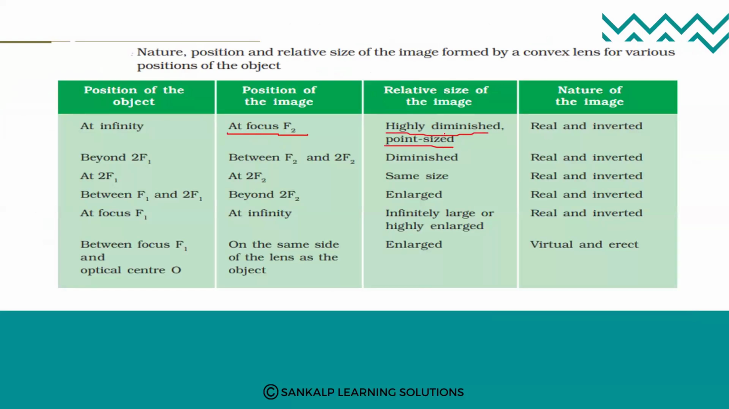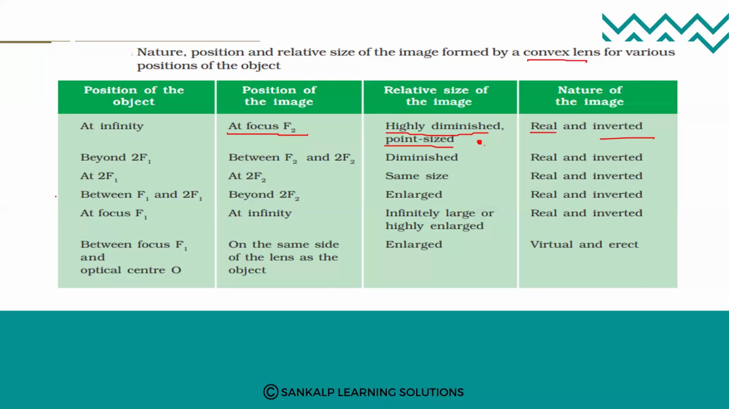So the image is smaller than the object, that is point size. And the nature of the image, this is very, very important. We are talking about the convex lens. A convex lens is called a converging lens. A concave mirror is called a converging mirror, right? There also we were getting real and inverted. Here also we are getting real and inverted, remember.